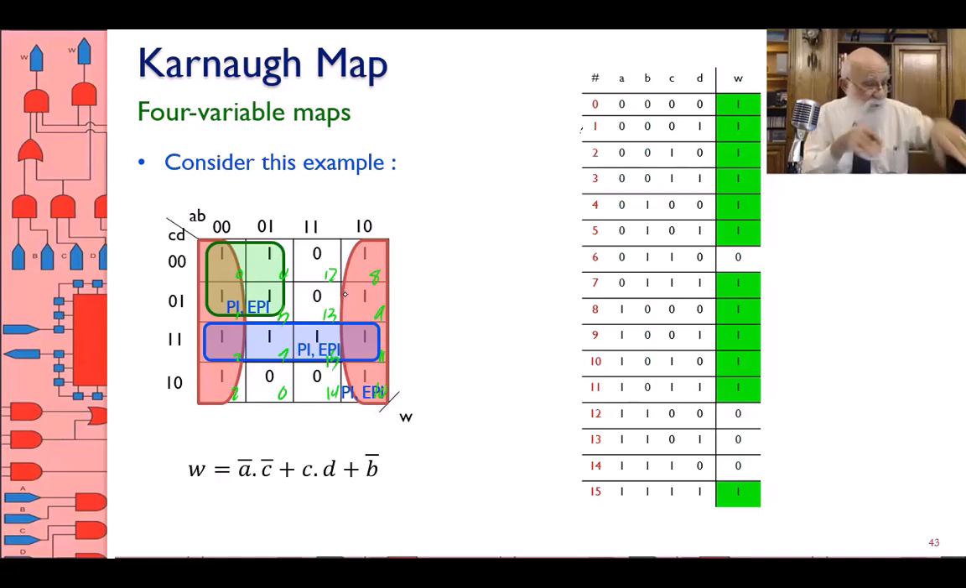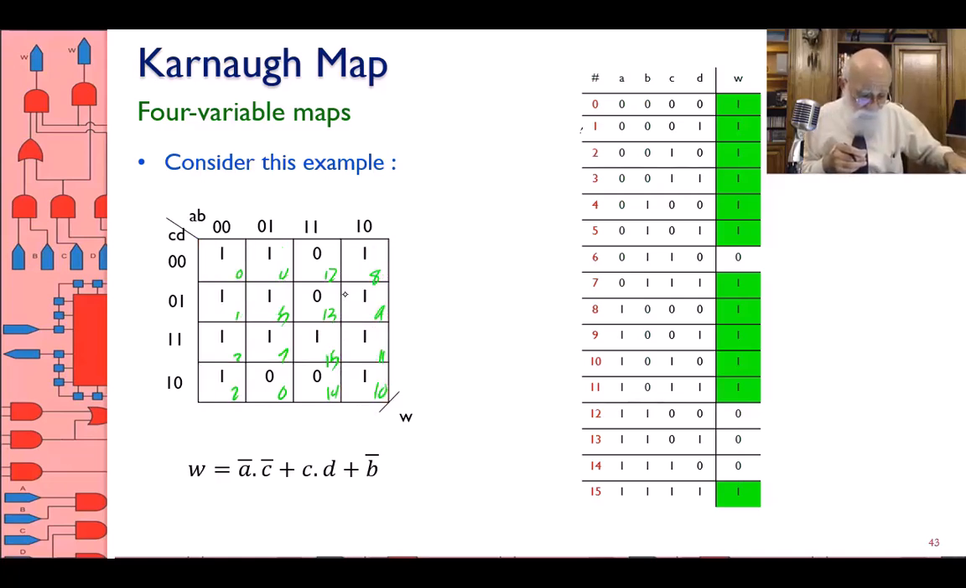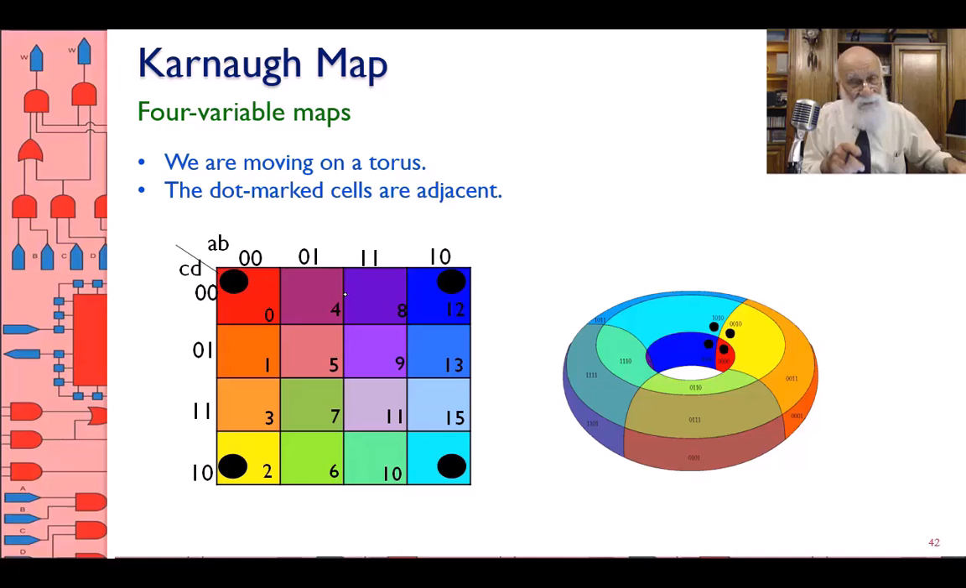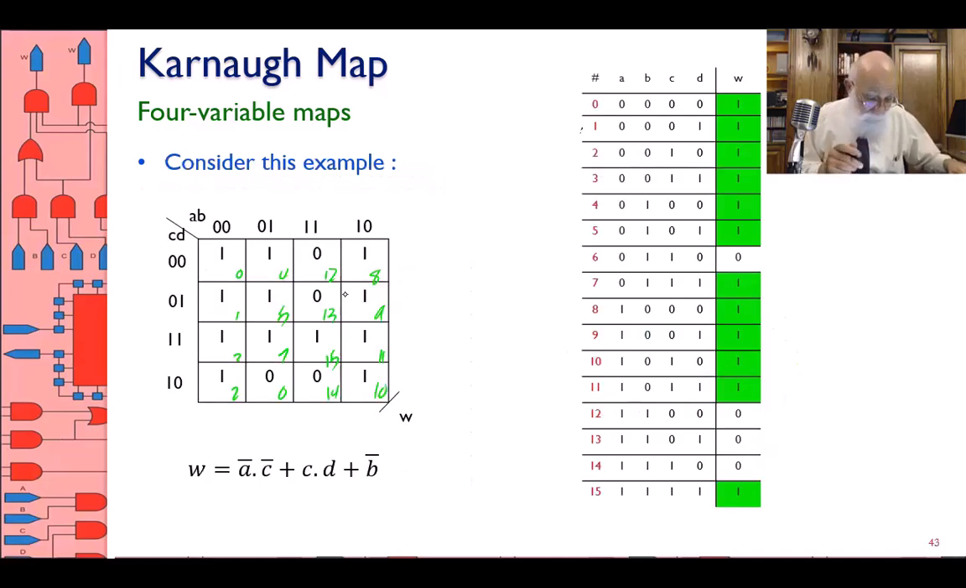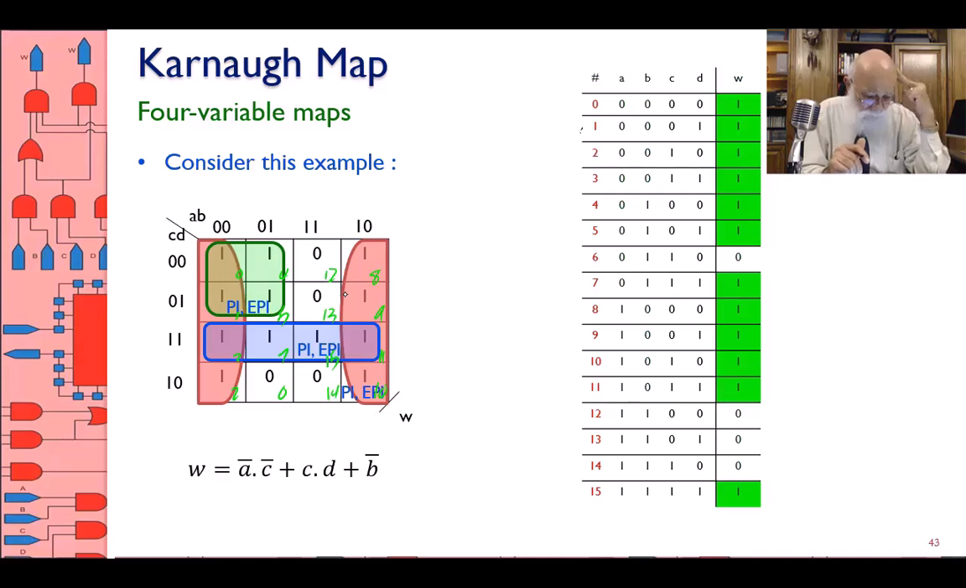If I go back and look at this thing over here, I see that all these 4 are adjacent. Now, all these 8 are adjacent, and therefore this is this, this is this, this is this. After we decide that these are prime implicants, again, they are prime implicants because there are no other implicants covering them completely.